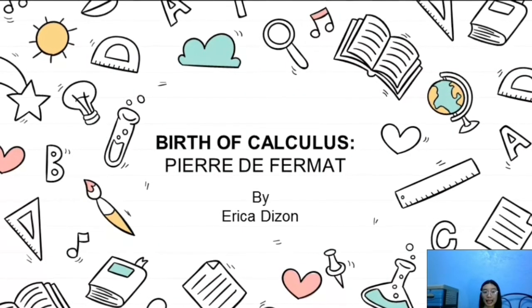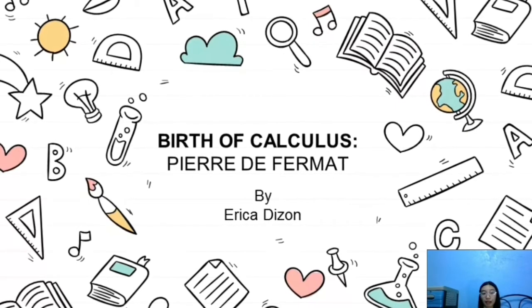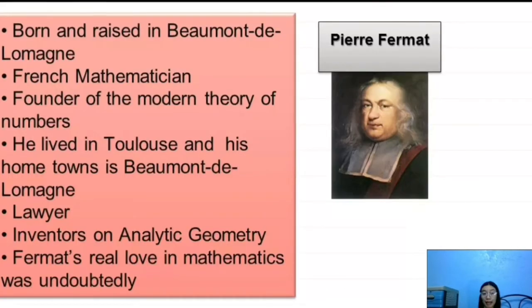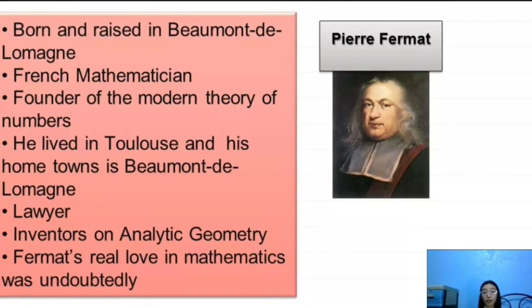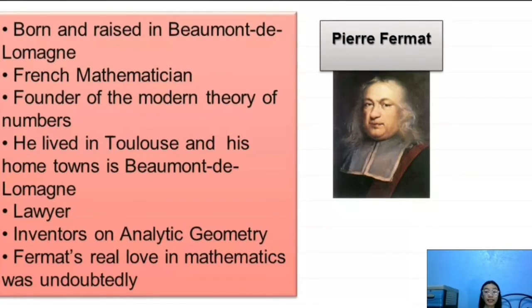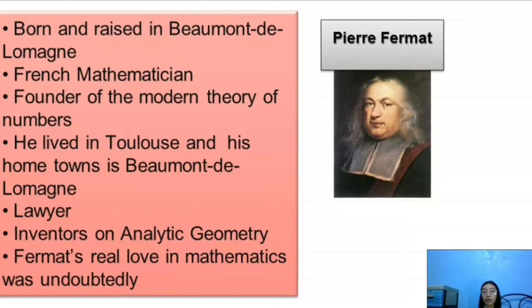Today, we will discuss the birth of calculus by Pierre Fermat. So, who is Pierre Fermat? Fermat was born and raised in Beaumont-de-Lomagne, and he is a French mathematician who is often called the founder of the modern theory of numbers. Together with René Descartes, Fermat was one of the 2 leading mathematicians of the first half of the 17th century.